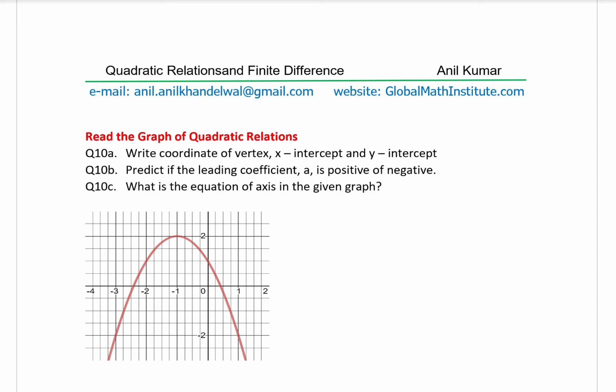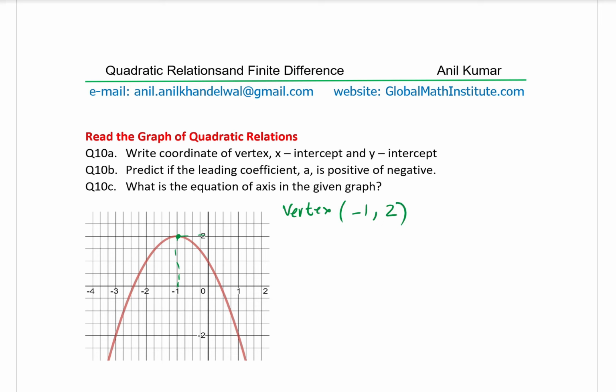Read the graph of quadratic relations. Write coordinates of the vertex, x-intercepts and y-intercepts. Predict if the leading coefficient A is positive or negative. What is the equation of axis in the given graph? So let's start from the very beginning, with the vertex itself. So the vertex is given to us as the point. First read the x value, which is minus 1, and then the y value, which is 2.